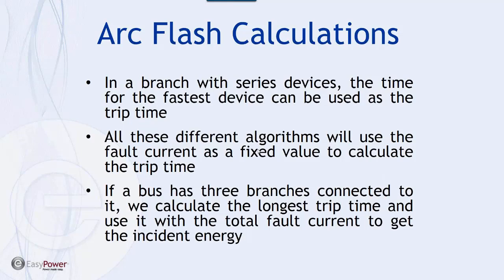So all these different algorithms will use the fault current as a fixed value to calculate the trip time. If a bus has three branches connected to it, we calculate the longest trip time and use it with the total fault current to get the incident energy. This has a flaw, and we covered it very well so far. Number one, the current on the bus doesn't remain the same. As devices trip, this current changes.